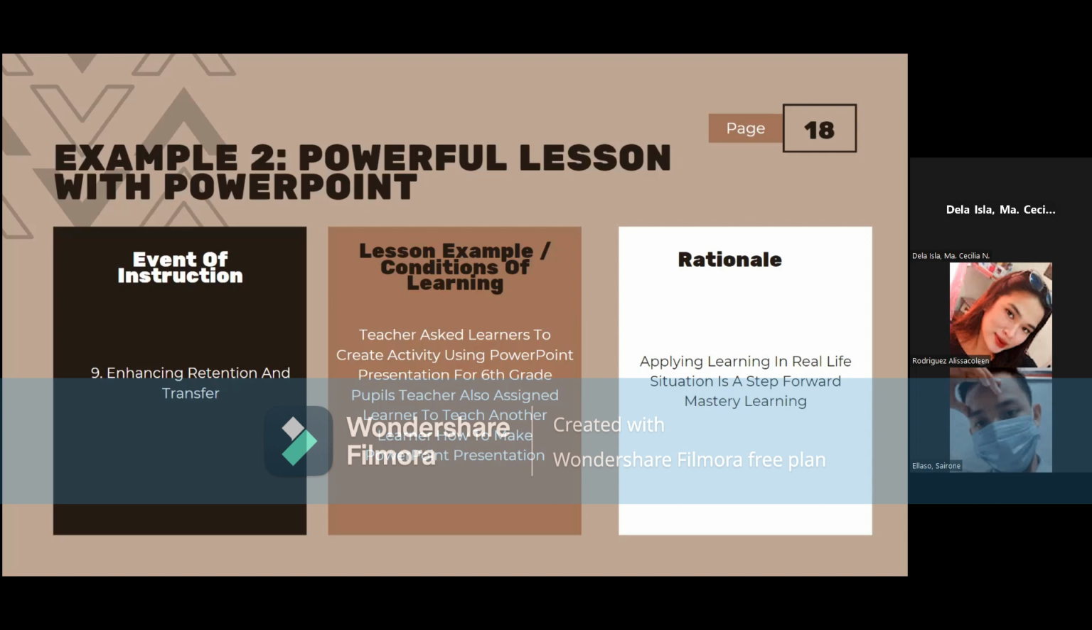Para malaman din nila kung paano yung paggawa ng PowerPoint. Parang pinapasa-pasa yung knowledge. And then last, applying learning in a real-life situation is a step forward mastery learning.